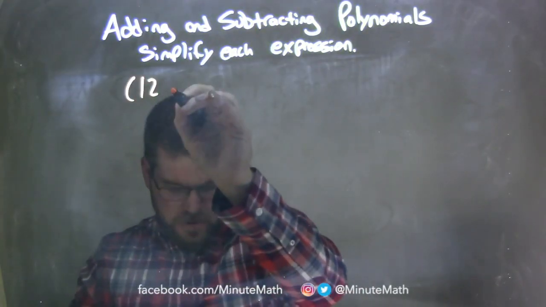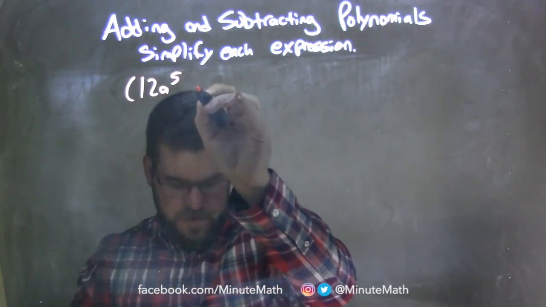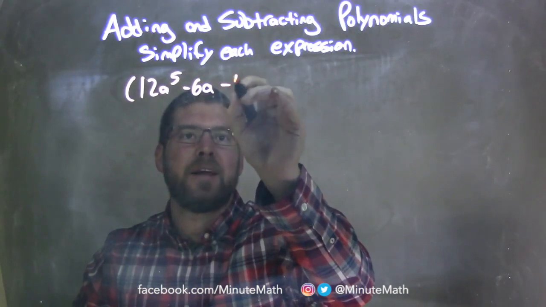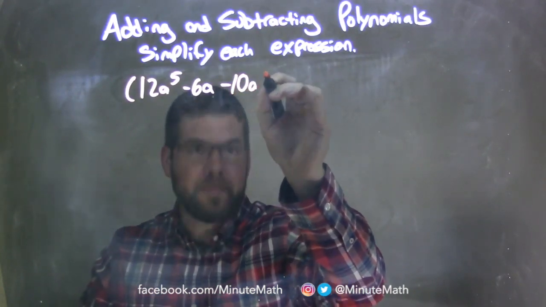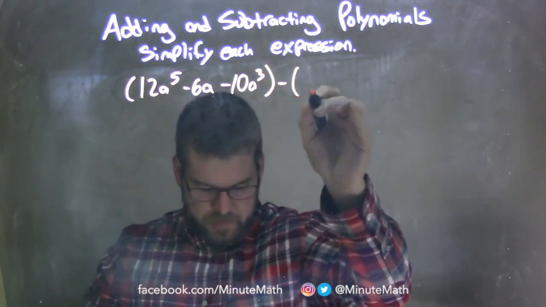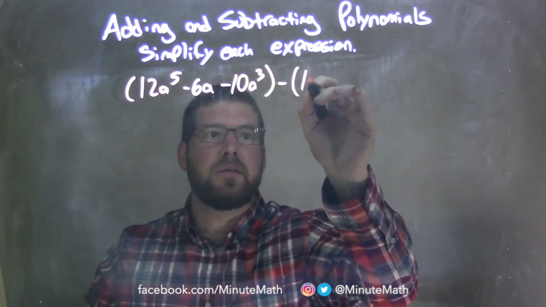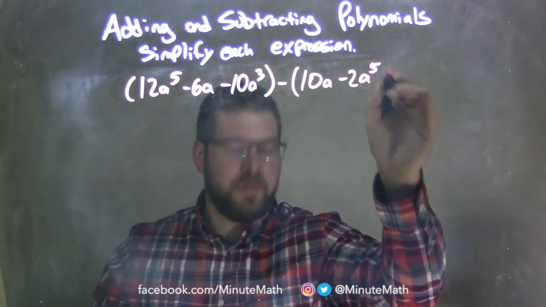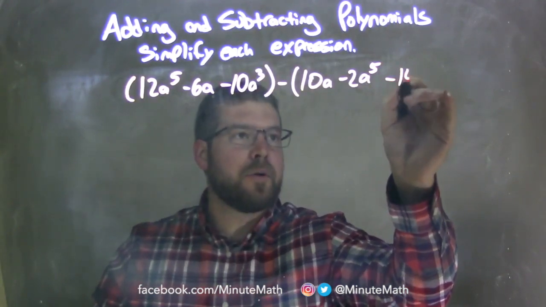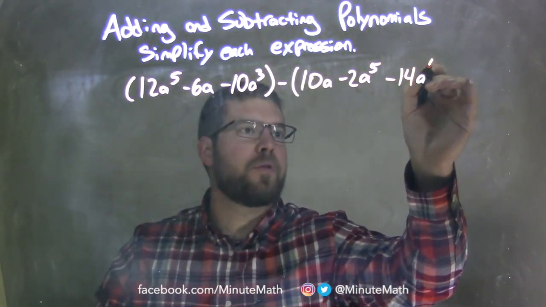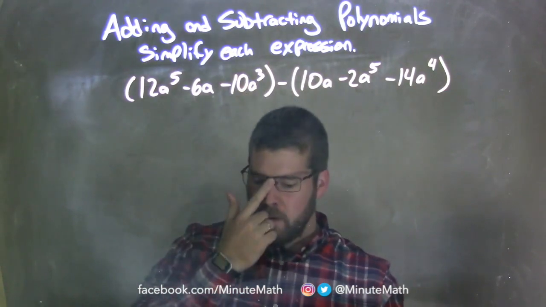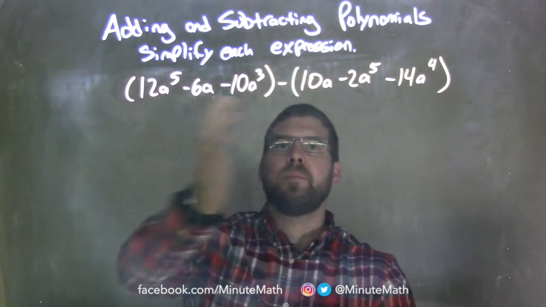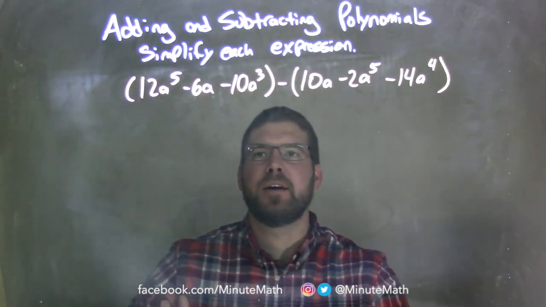Parentheses, 12a to the fifth minus 6a minus 10a to the third, parentheses, minus 10a minus 2a to the fifth minus 14a to the fourth. Okay? Well, so what I want to do now, okay, is I'm going to simplify this.